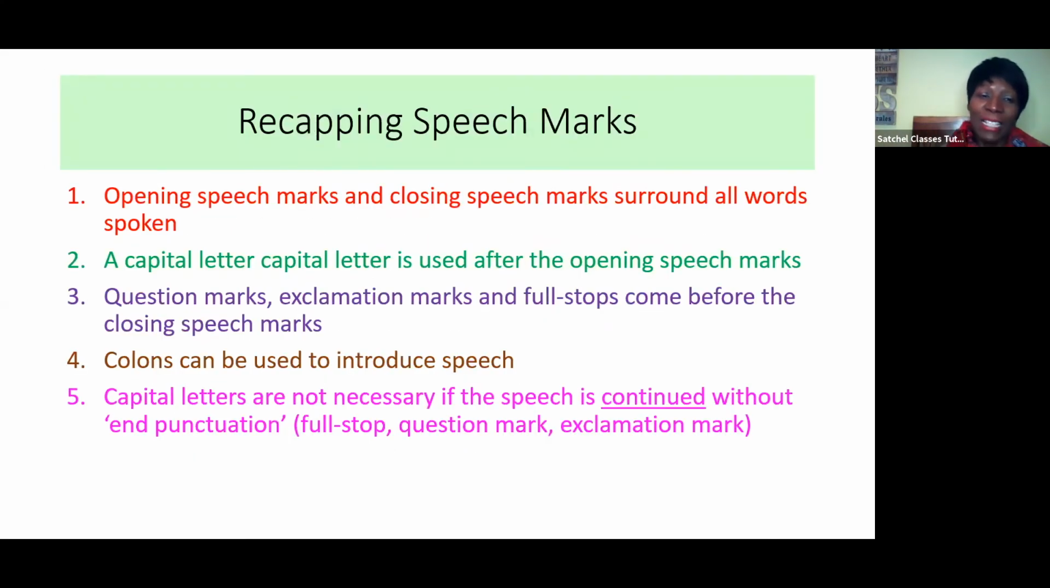Okay, for the part, that's it then. Opening speech marks and closing speech marks surround all the words spoken. A capital letter needs to come first after the opening speech marks. Question marks, exclamation marks, full stops, they're all tucked in before the closing speech marks. Colons can introduce speech, and then if it's interrupted speech or continued speech, we don't always need the capital letter.